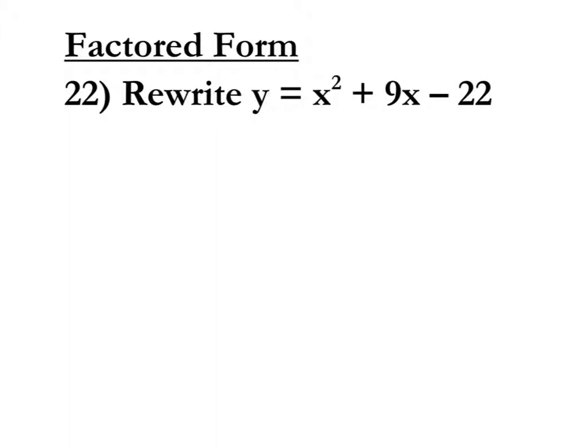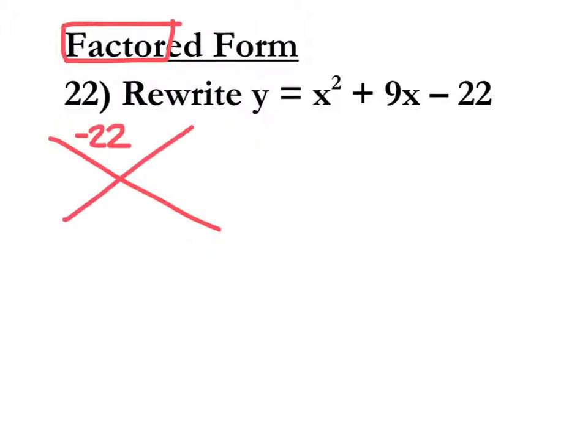Now we're going to rewrite this into factored form. Guys, whenever you rewrite into factored form, you're going to just factor. It's in the word. Just factor. It tells you what to do. When I factor, I make an x, and I have negative 22 at the top and 9 at the bottom. So I need two numbers that are going to multiply to negative 22 and add or subtract to 9.